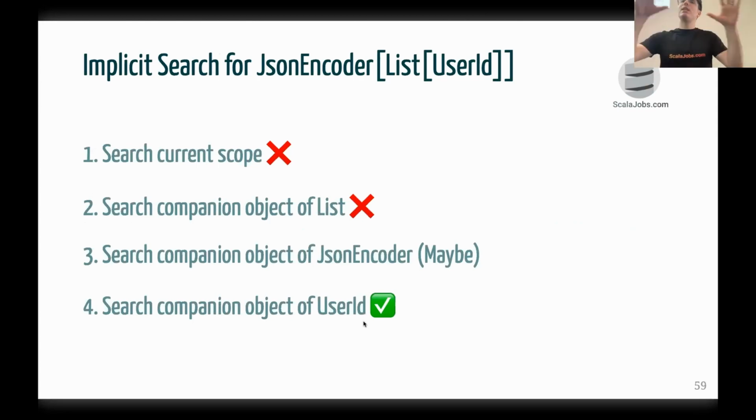So just to summarize what is going on here from the compiler point of view. When you search for a JSON encoder of list of user ID, the compiler will first search into the current scope. It can't find it. Then it searches the companion object of list, can't find it. Then it searches the companion object of JSON encoder. It says, yeah, maybe it's possible if the user ID is serializable to JSON. And then it searches the companion object of user ID and it says, oh, yeah, there is one actually. And it just all works out. But you have this kind of pipeline of things that the compiler is looking for. Does it make sense? Cool.